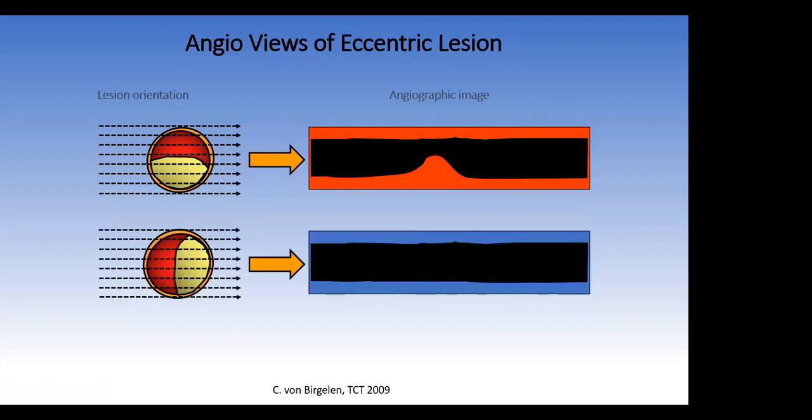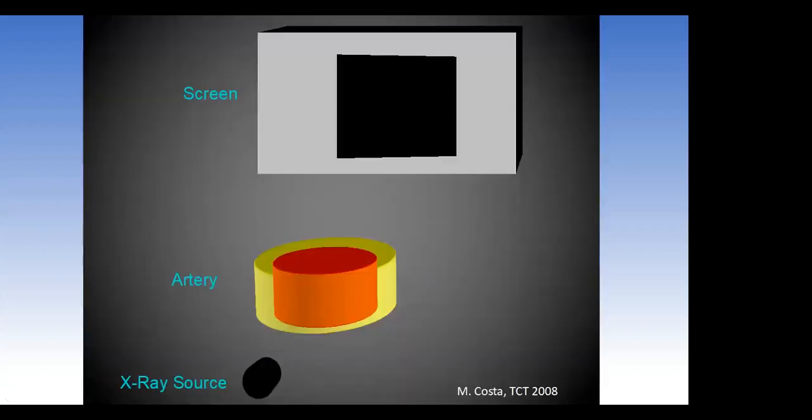If you rotate the exactly same vessel, exactly same lesion, 90 degrees, and now the long axis of the vessel and the lesion is perpendicular to the X-ray, you will see nothing, i.e. there is no lesion based on your angiographic assessment.